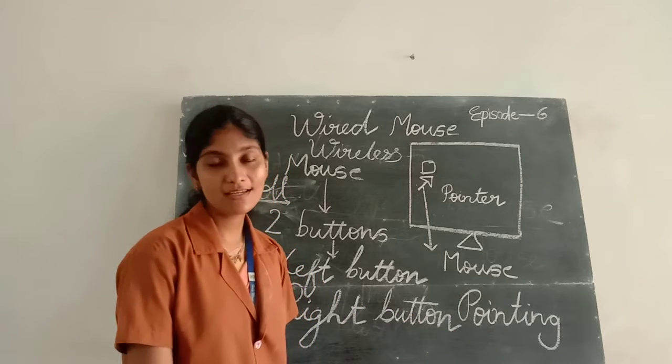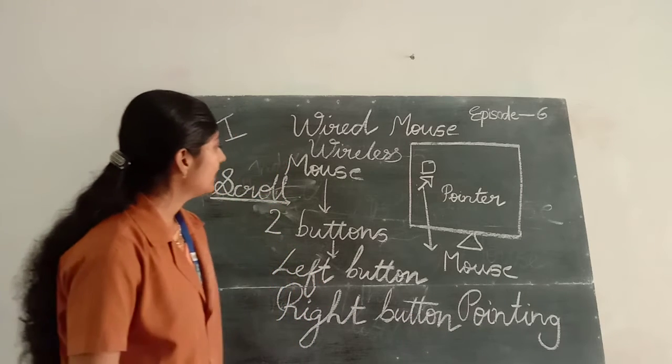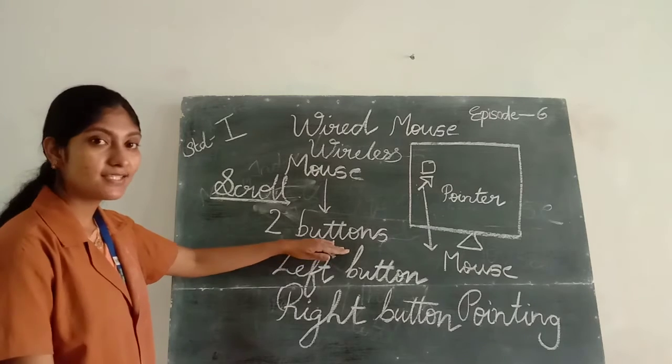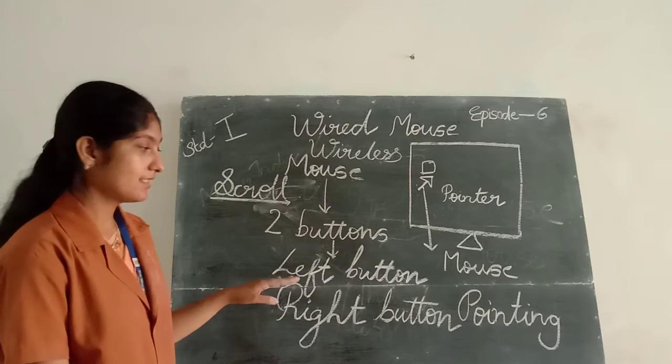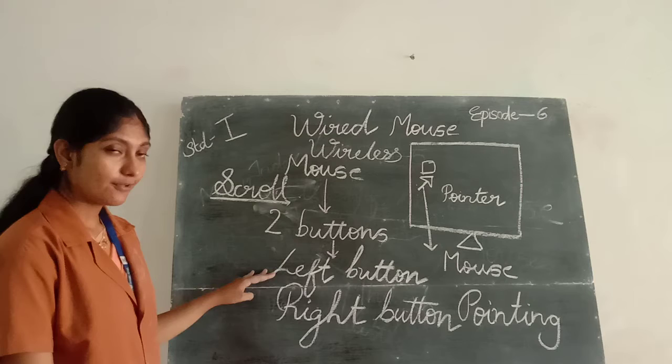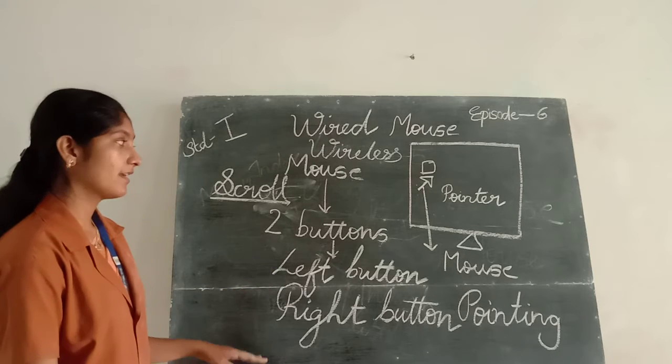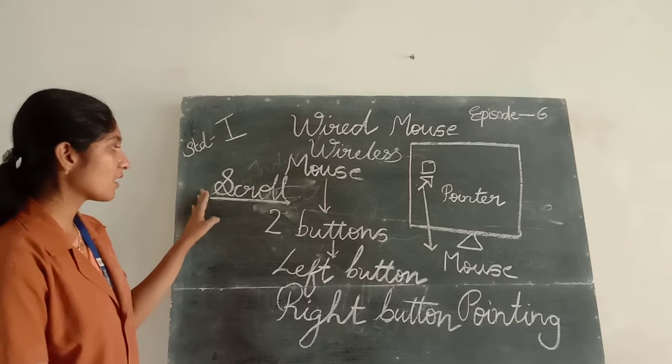Then next, how many buttons are there? There are 2 buttons. Which are they? Left button, right button. And also there is a scroll wheel.